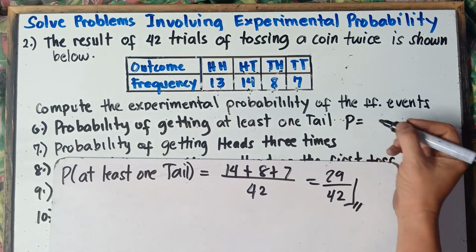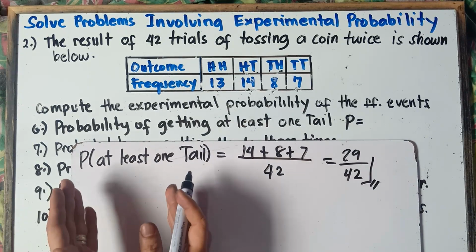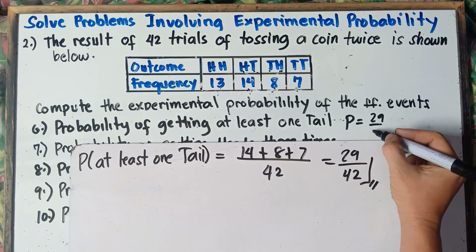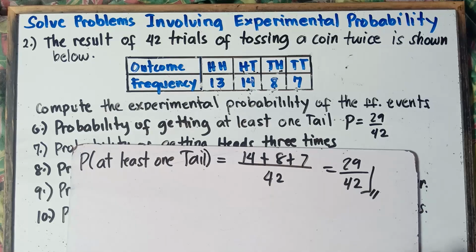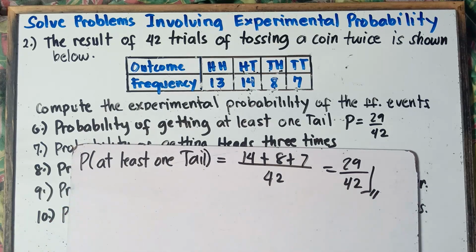Therefore, probability is equal to, once again, class, the solution, class, it should be probability of getting at least one tail. We don't have enough space, class. So let me just write probability is equal to 29 over 42. But this will be the correct solution, class. Probability of getting at least one tail is equal to 29 over 42. But we don't have enough space.